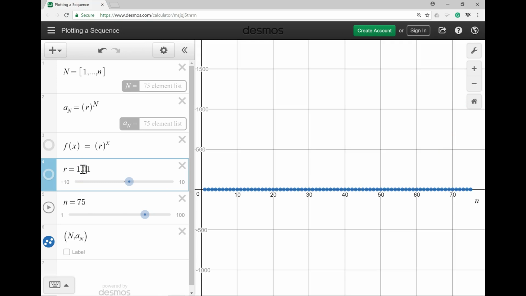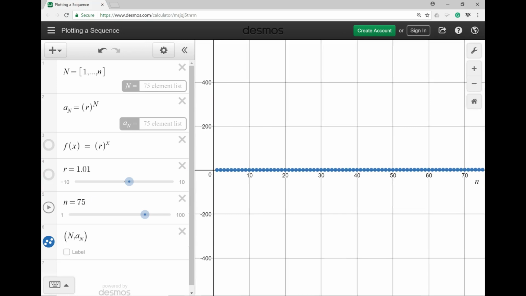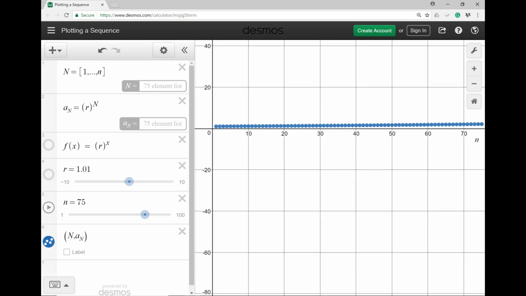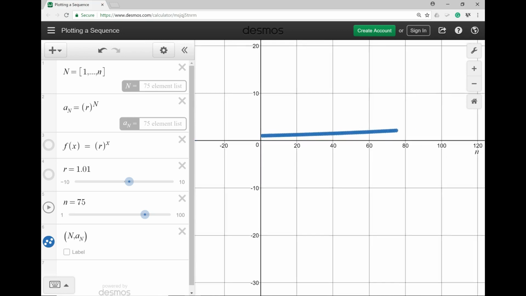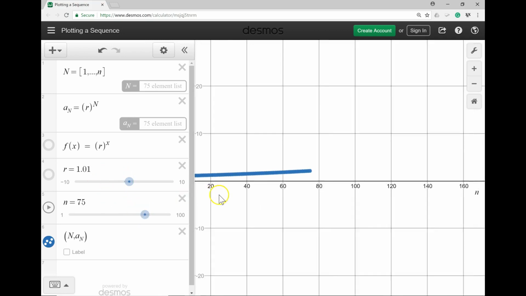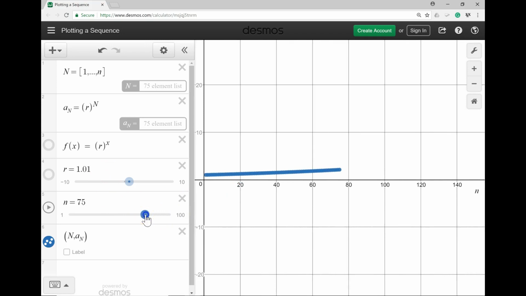I could even do 1.01, and notice that it's not quite as extreme, but if I zoom in, I can see that it still increases without bound, especially as I increase the n value here. Still increases without bound, just not quite as extreme as the 1.1 did, of course, because that's going to grow even faster. Okay, I hope that helped.